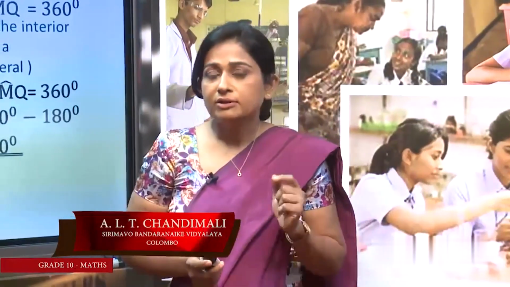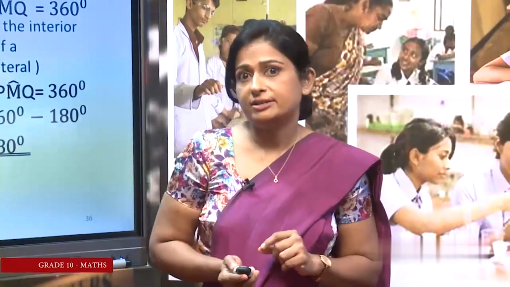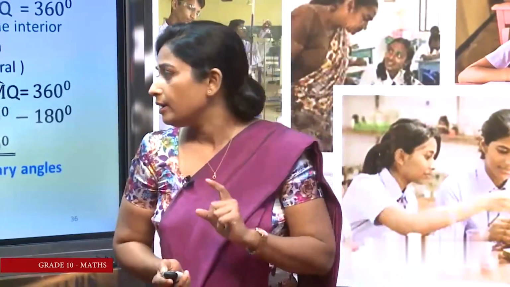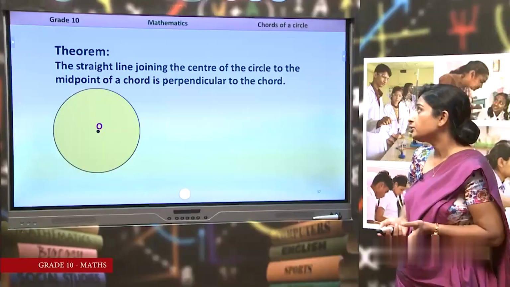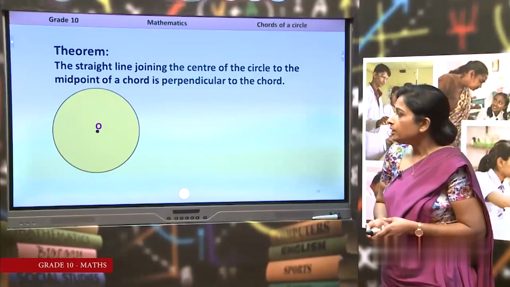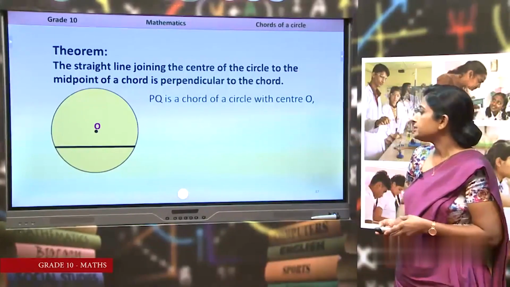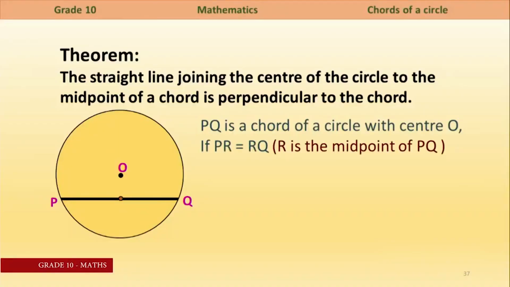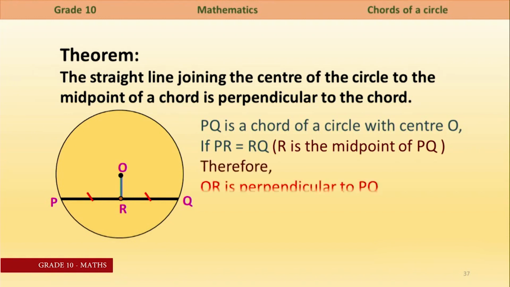Before winding up the lesson, I am revising what we have learned. What is the theorem we have learned today? The theorem is: the straight line joining the center of the circle to the midpoint of the chord is perpendicular to the chord. PQ is a chord of the circle with center O, and R is the midpoint of the chord PQ. So PR and RQ are equal. If we join the center and the midpoint of the chord, then OR is perpendicular to PQ. That means ORP and ORQ equal 90 degrees. This is the theorem we have learned today.